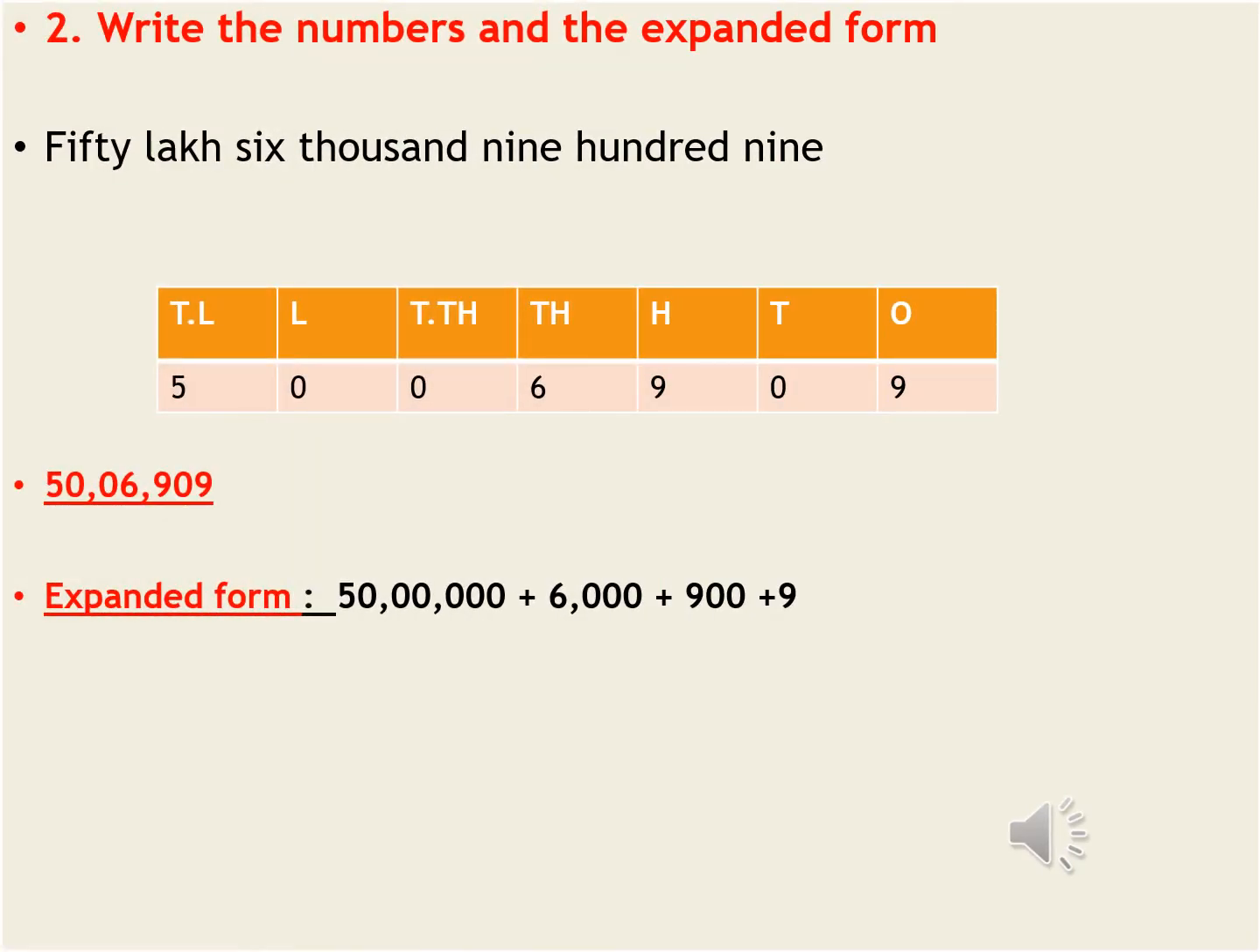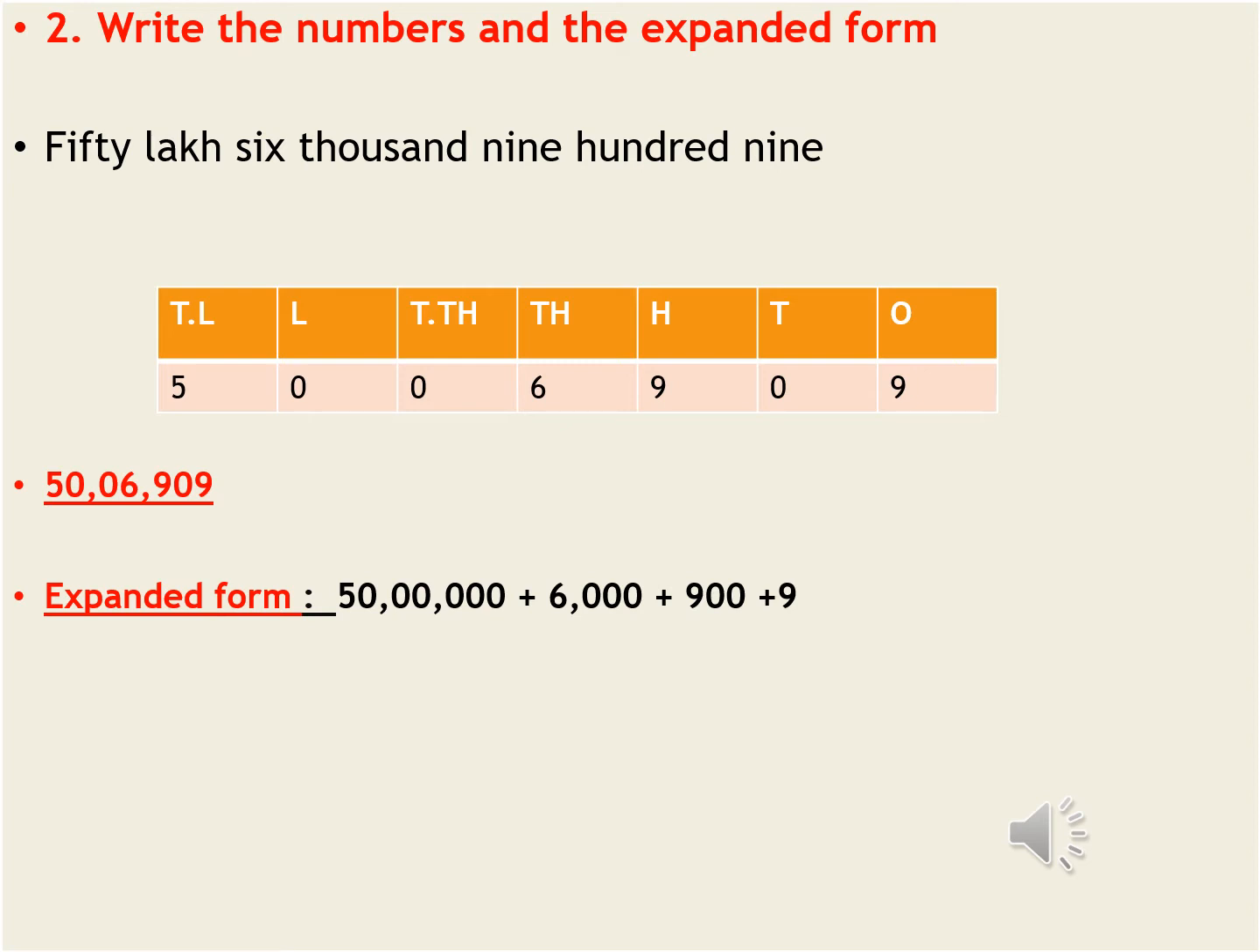Now we can discuss the second question. Write the numbers and the expanded form. 50 lakh 6,909. We want to write the number in numeral. For that, we can draw a place value chart. Then it will be easy for you to find out the place value of each digit.